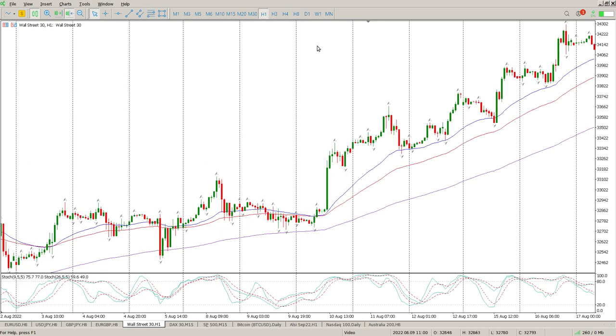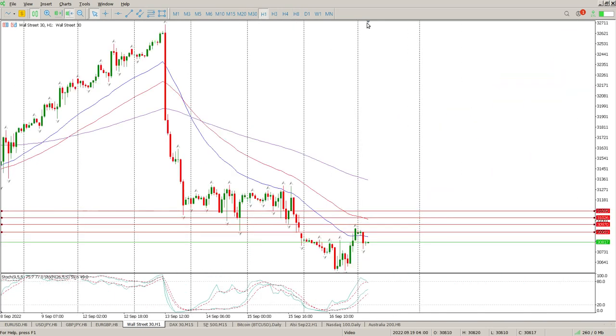Okay, that's it for me. Nothing really else to talk about, unless we do start breaking above the range height here from late last week. So if we start breaking up above 31,300, then shorts are off. Then we need to start looking for structure to the upside.